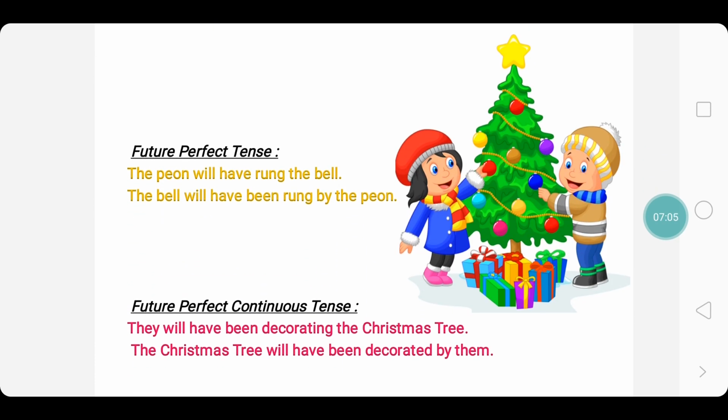On to the future perfect tense. The peon will have rung the bell. This gets changed into the bell will have been rung by the peon. On to the future perfect continuous tense. They will have been decorating the Christmas tree. Gets changed into the Christmas tree will have been decorated by them. Look children, here also the continuous tense cannot be shown. Hence it remains as it is in the future perfect tense.